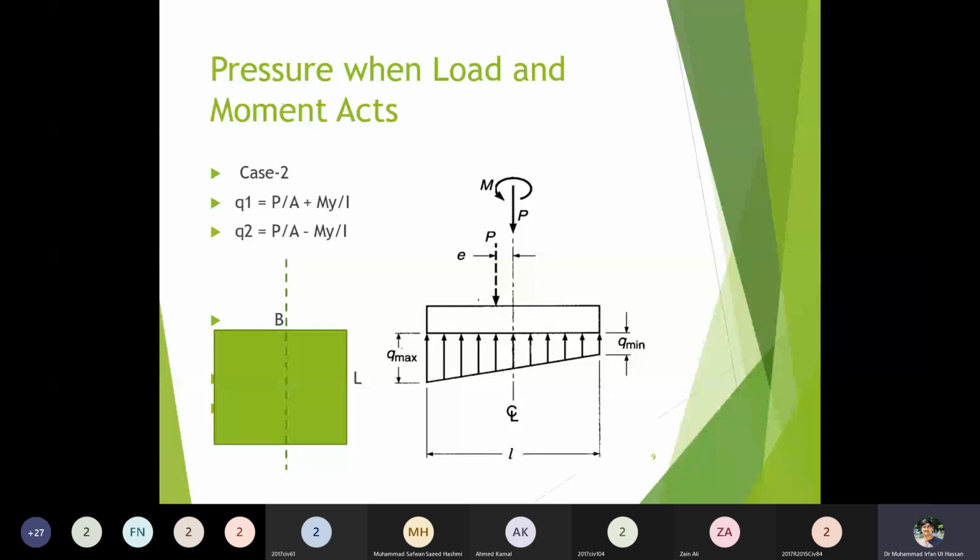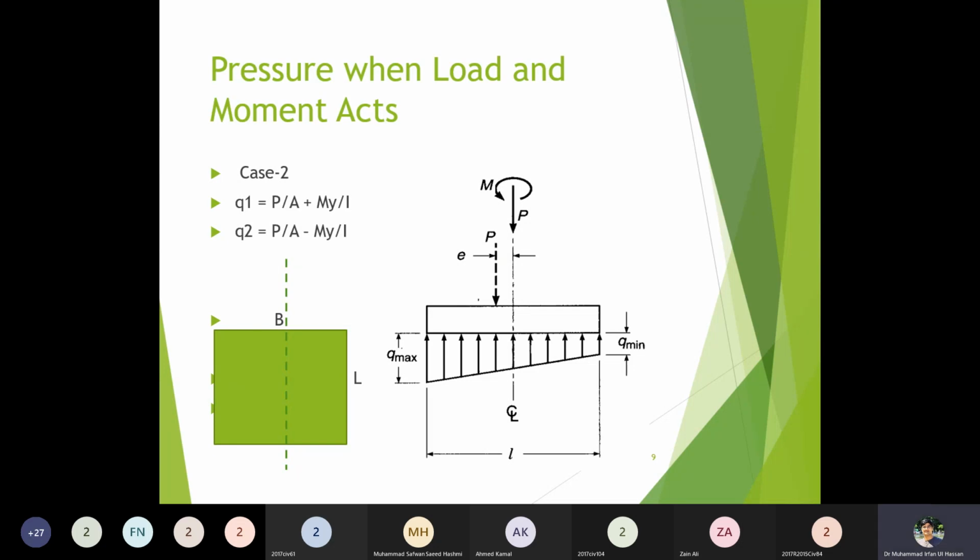You know that the stress due to the moment is My over I. And the stress due to the axial load is P over A. In soil pressure, the plus sign means compressive pressure or compressive stress, and the minus sign means negative, tensile pressure.